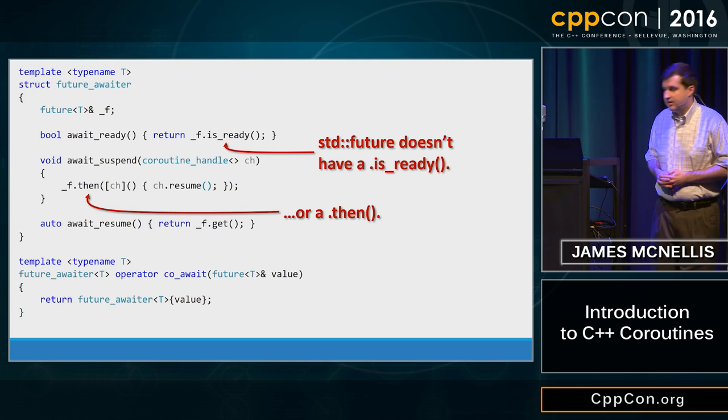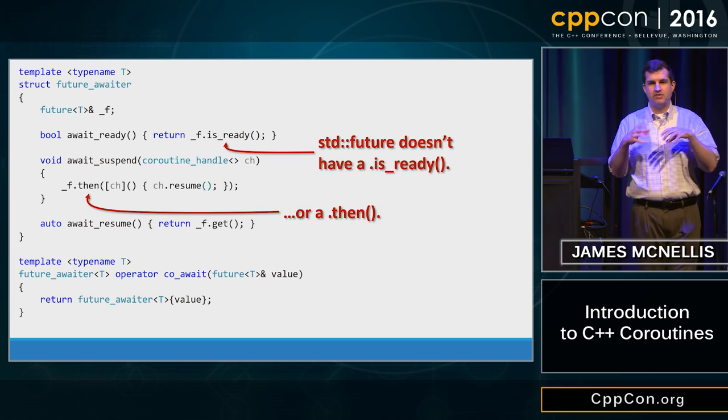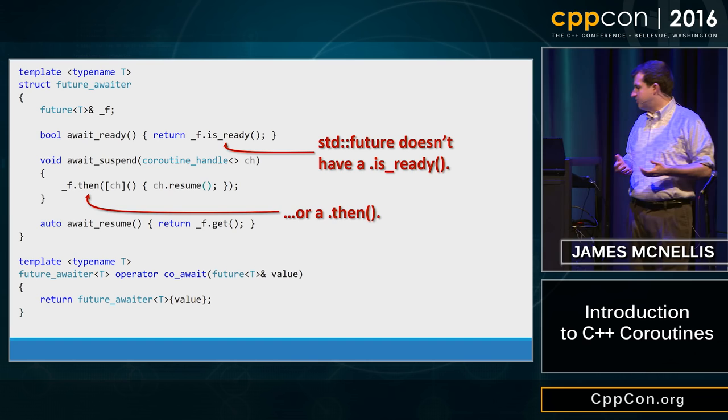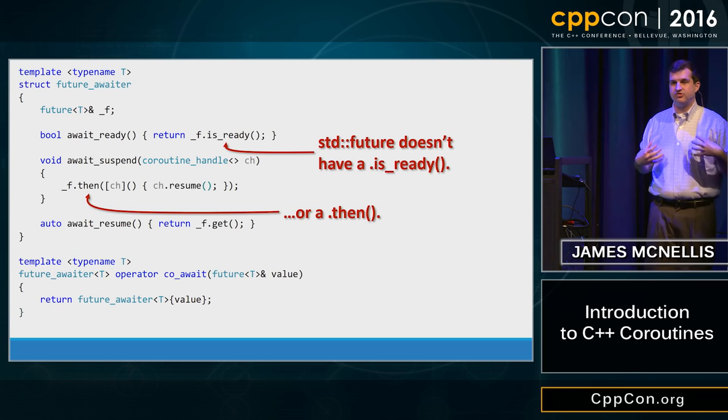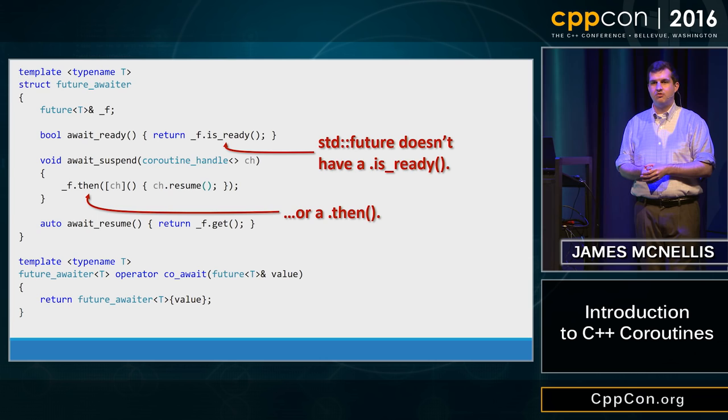Right, so the coroutine handle is the handle that represents the coroutine, so it effectively refers to that coroutine frame. When you call resume on it, it's just like using the function call operator. It resumes execution of the coroutine at the last point that it was suspended. So wherever the last co_await was, it'll resume on the next line.